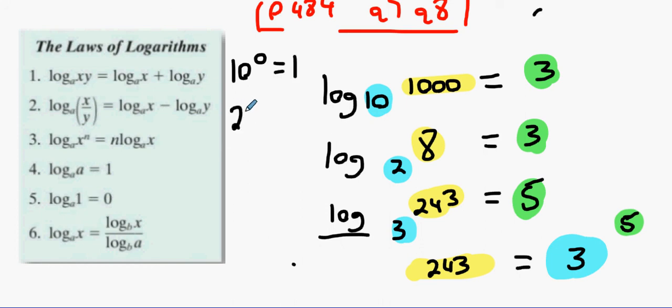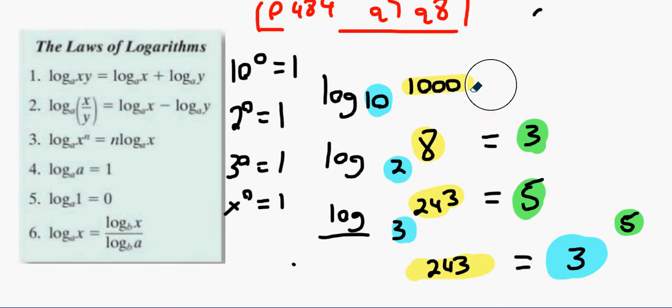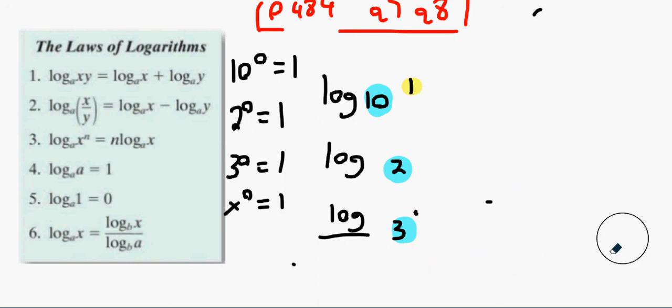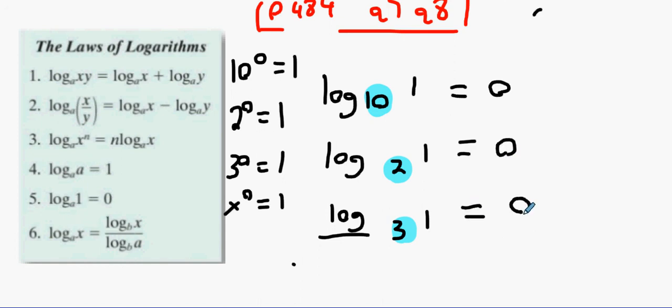What's 2 to the power 0? What's 3 to the power 0? What's x to the power 0? Therefore, no, it doesn't matter what the base is. Doesn't matter what the base is. Okay? Log 1, doesn't matter what base it is, is always 0.